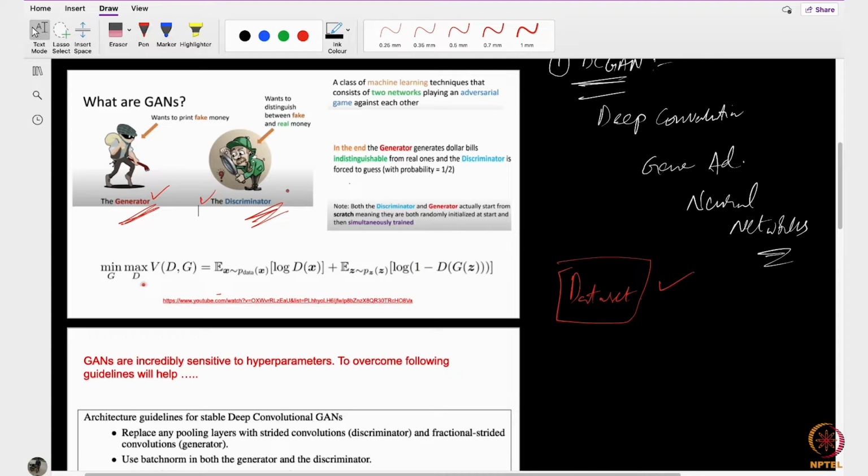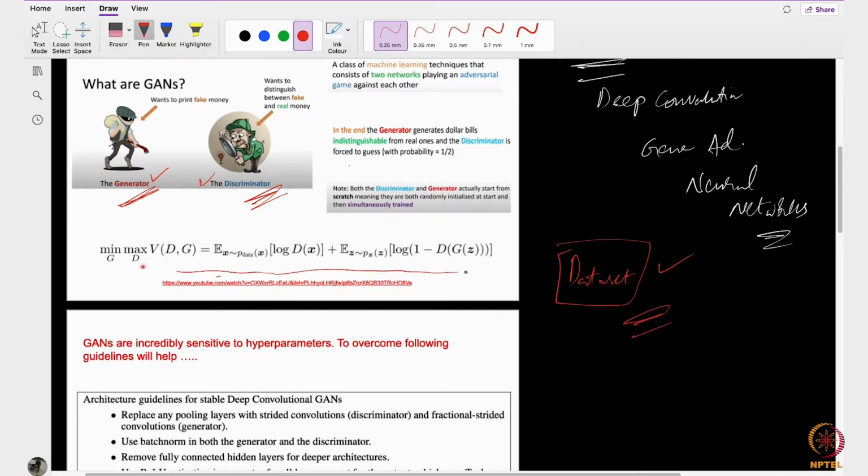Now coming to the discriminator, the discriminator's task is to just distinguish the real and fake images. Whatever images are generated by the generator are to be rejected by the discriminator continuously. So they compete with each other and will reach a point where the discriminator will not be in a position to distinguish between real and fake. That means at that point fake images generated by the generator are almost close to the real images.